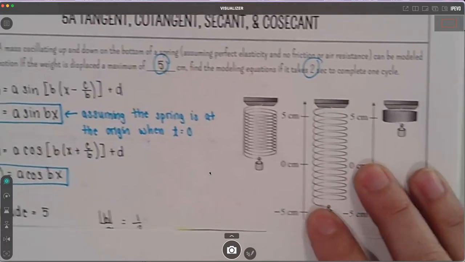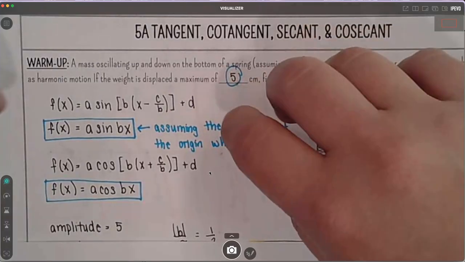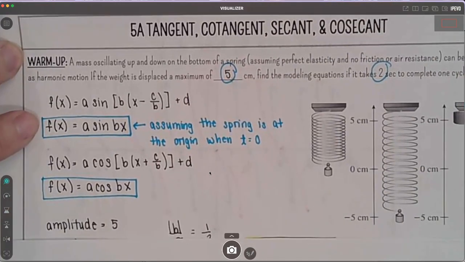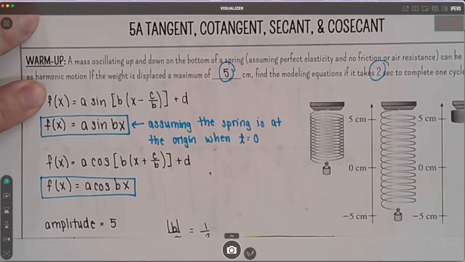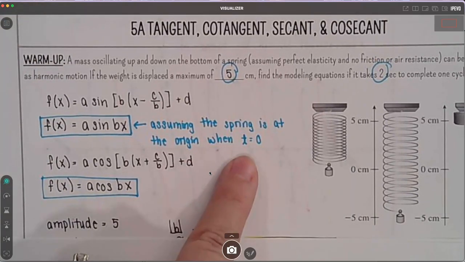There are 2 sinusoidal functions that we've previously learned, and here are the standard equations of each of them. I'm going to select sine because sine hits at 0, 0, and I want to assume that the spring is at the origin when time equals 0. Does that make sense? Okay.